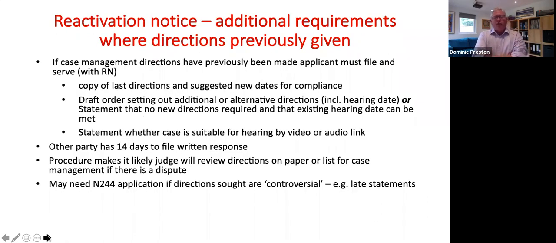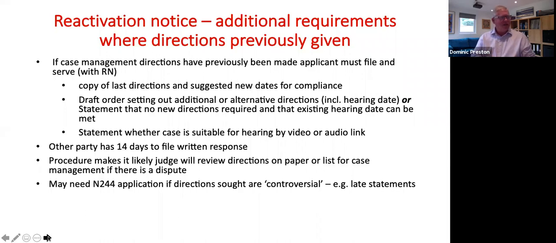So the additional requirements when you serve a reactivation notice, if you have got directions, let's have a quick look at those. If you've got case management directions, the applicant, who can be a claimant or defendant, has to serve a copy of the last directions order and any suggested new dates for compliance, a draft order setting out any additional or alternative directions, including any directions in relation to hearing dates, or a statement that no further directions are required and the existing dates can be met.